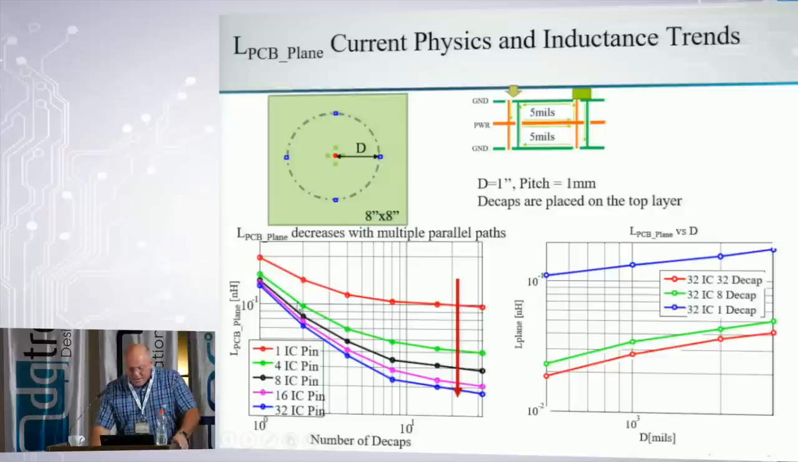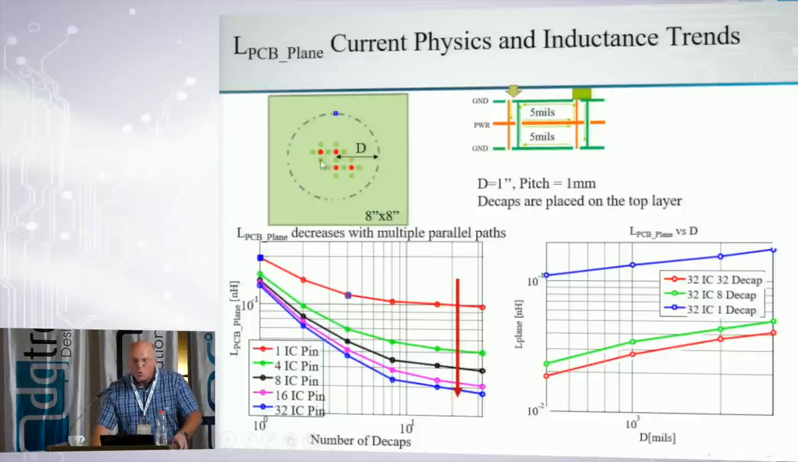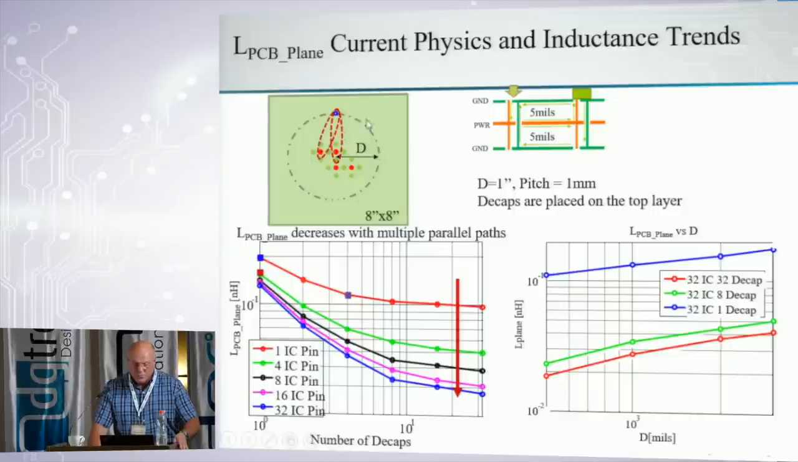So as you add decoupling capacitors here, the curve changes. When you start to put one decoupling capacitor on, versus as you add decoupling capacitor pairs, we're decreasing the inductance, right? Now, as we add more power ground pin pairs for a capacitor, we essentially are spreading the current as we go out, and so we're going to get a lower inductance.